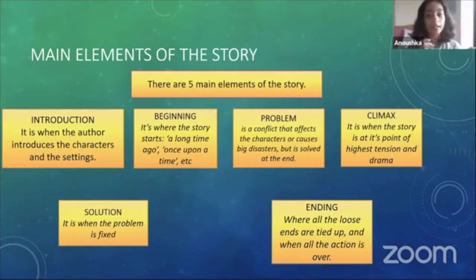So when the main characters or the protagonists need to overcome a big challenge, it's the problem. The climax. It's when the story is at its point of highest tension and drama. So it's pretty self-explanatory. The solution. It's when the problem is fixed and the challenge is overcome. Ending. It's when all the loose ends are tied up and when all the action is over. So after this, the story comes to an end.